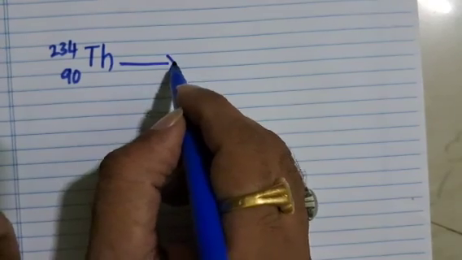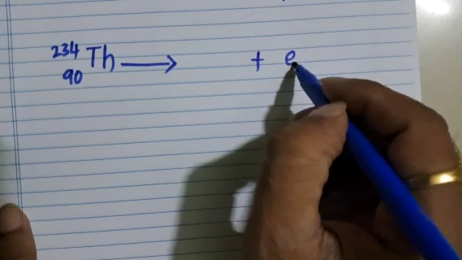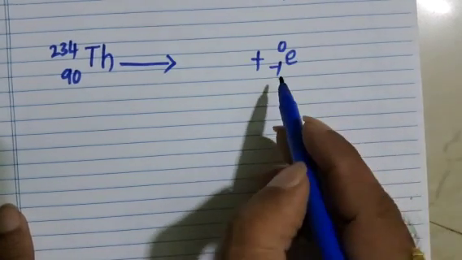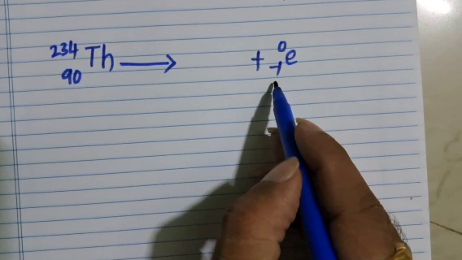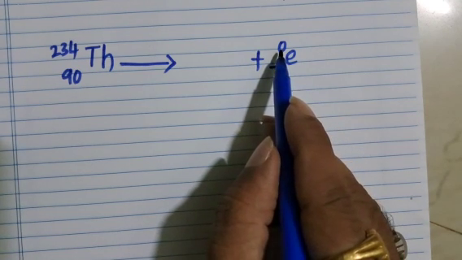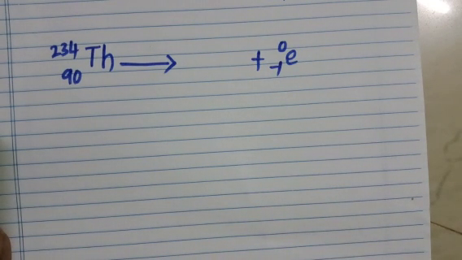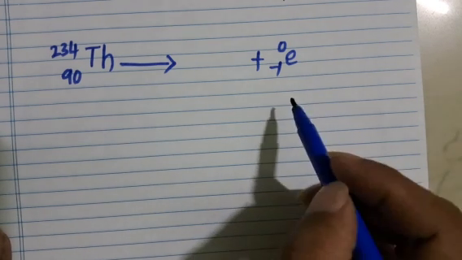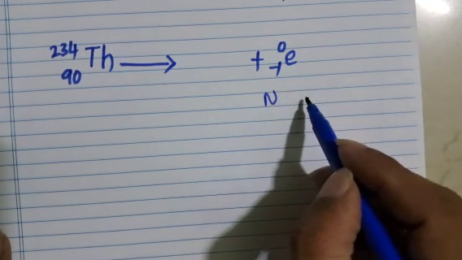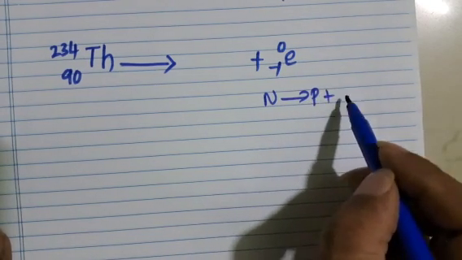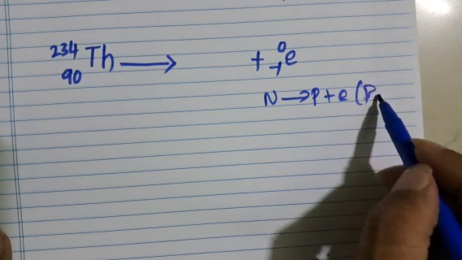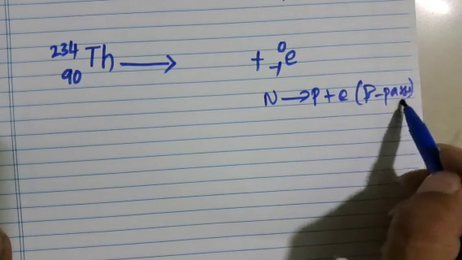So when this thorium emits a beta particle, the atomic number is decreased by 1 unit, but the mass number remains the same. For the emission of a beta particle to occur, a neutron must change into a proton and an electron. So a neutron changes into a proton and an electron, and this electron is the beta particle.